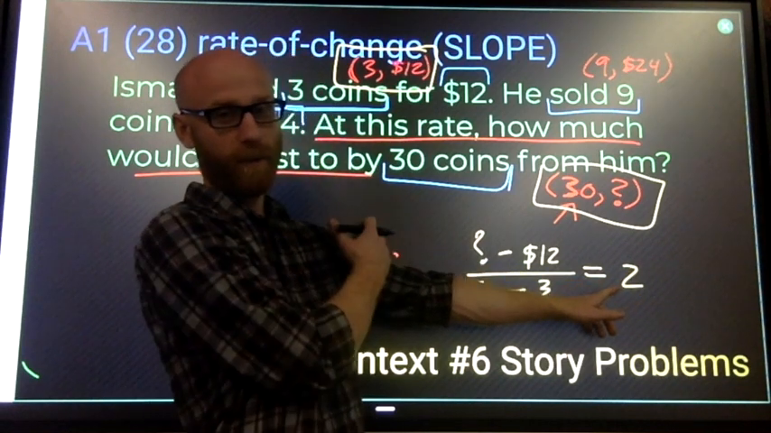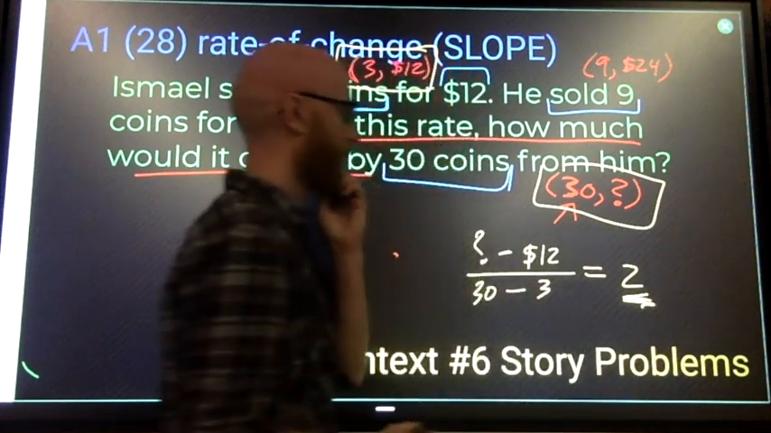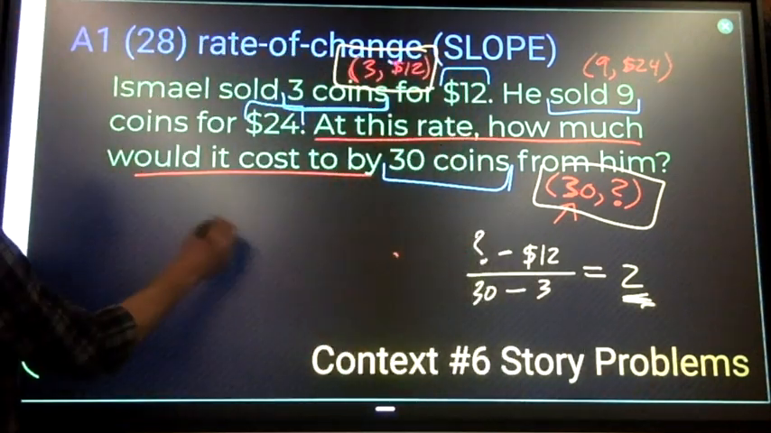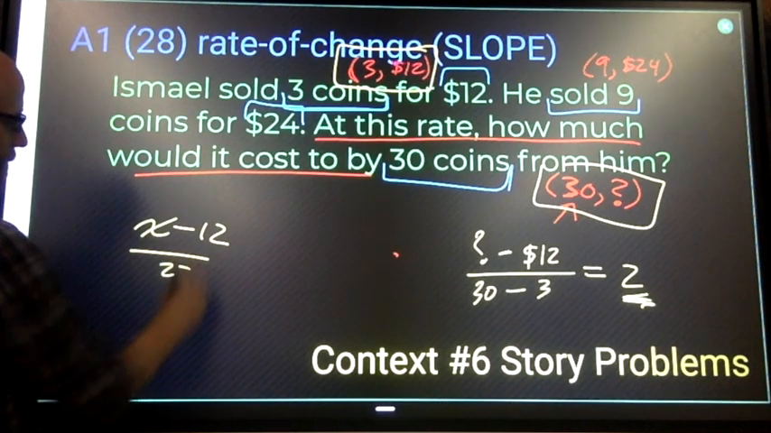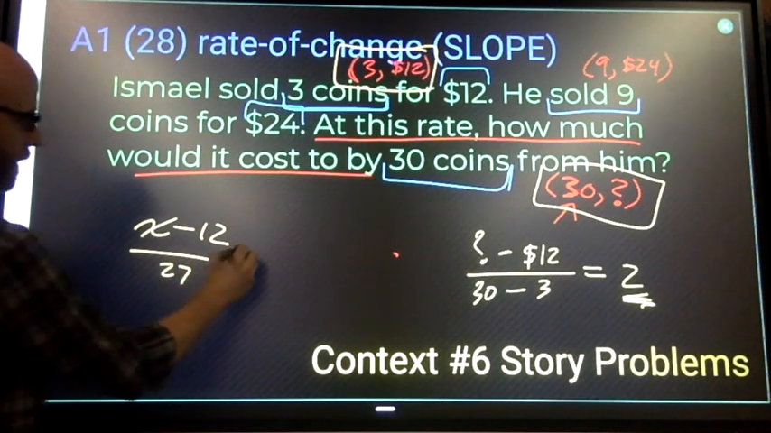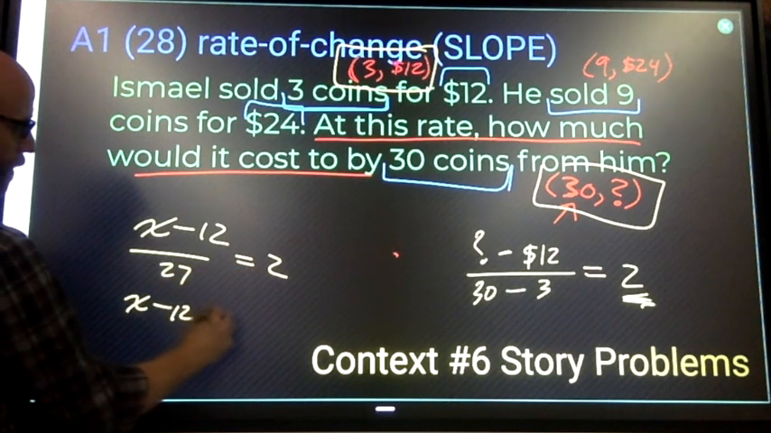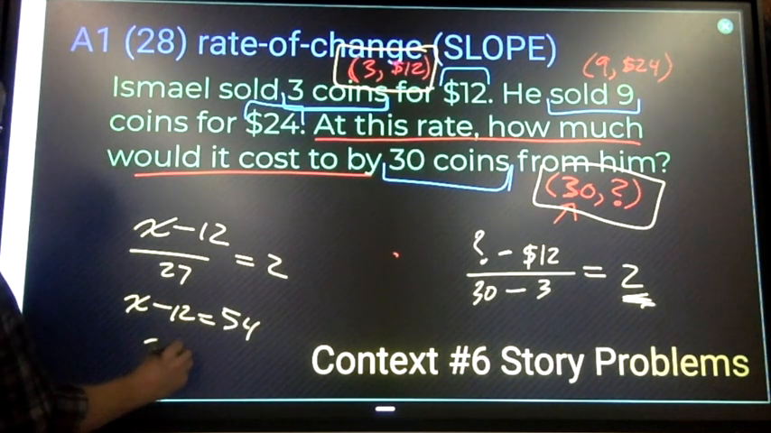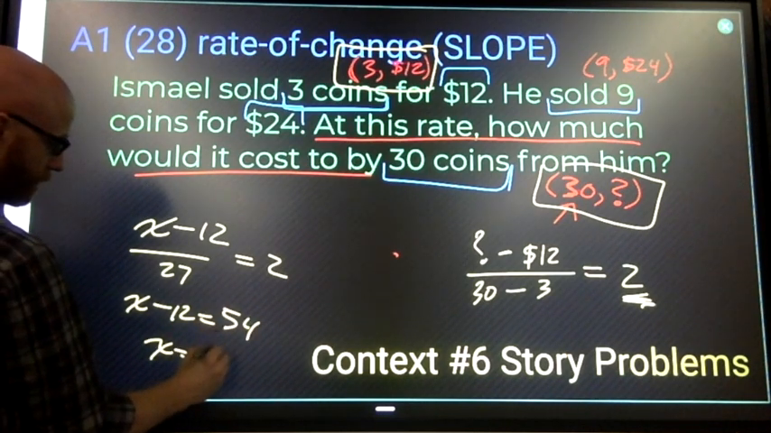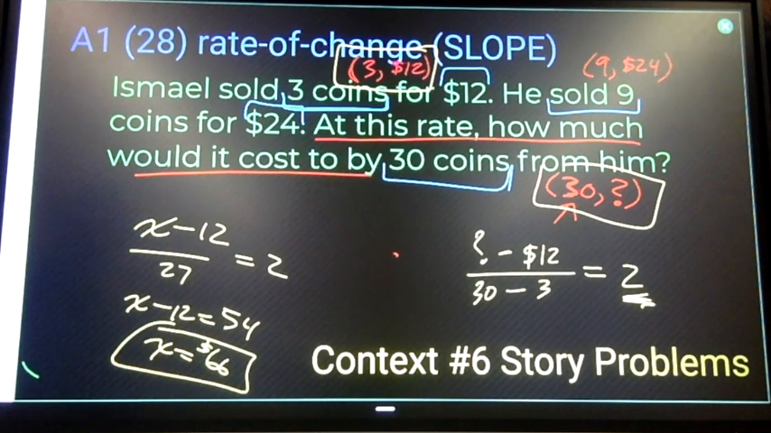Because we already found out with that red thing that I just erased, the slope is 2, right? So we have question mark x minus 12 over 27. That's 30 minus 3 equals 2. Let's multiply by 27 on both sides. X minus 12 equals 54. Let's add 12 to both sides. X equals 66, right? 66 bucks for 30 coins.